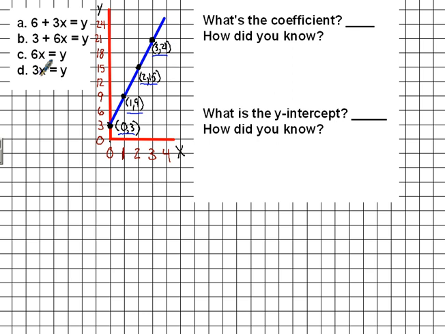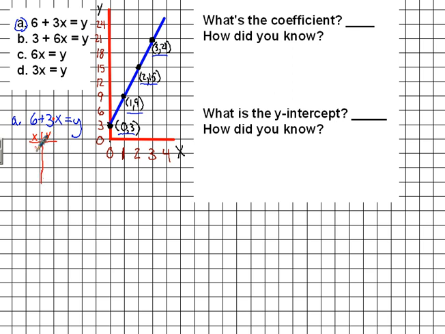So, if I look at equation A, I know that the equation is 6 plus 3x equals y. Anytime that I have a number next to a variable and there's no operation symbol there, or anytime there's no operation symbol in general, it is always multiplication. To figure out if this matches this graph, I'm going to make just a simple little t-chart. I'm going to plug in numbers into my equation.